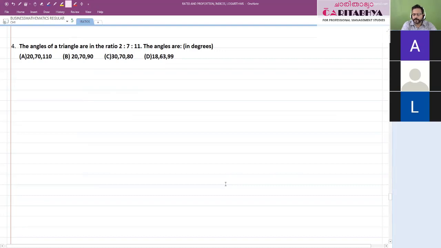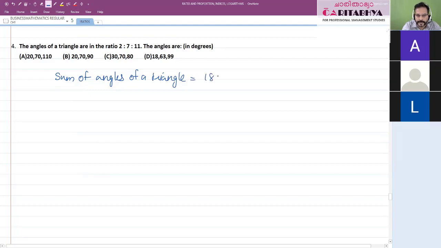In a triangle, the sum of the angles of a triangle is 180. So the three angles are in the ratio 2 is to 7 is to 11.